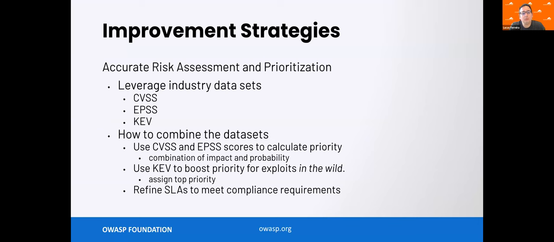Then comes the question, how can we combine those data sets? The obvious strategy is to use CVSS and EPSS, which provide scores, and calculate priority. That priority will be a combination of the impact and the probability. We're going to see in a bit more detail how we are doing this in a few minutes.